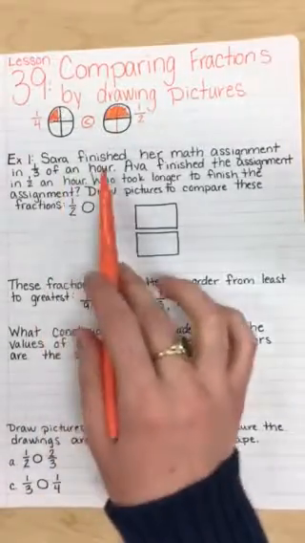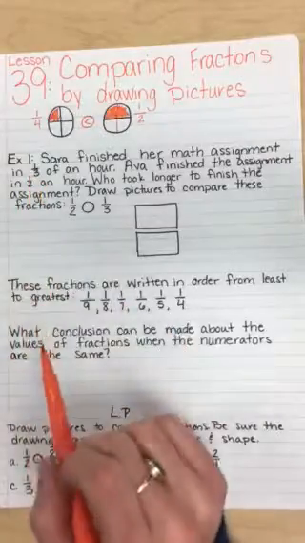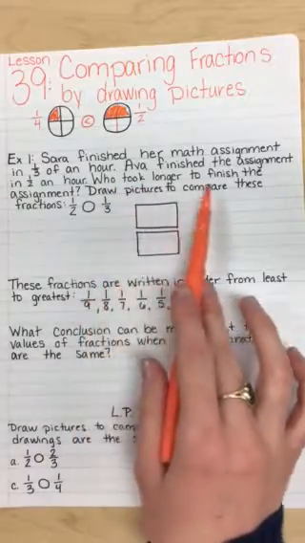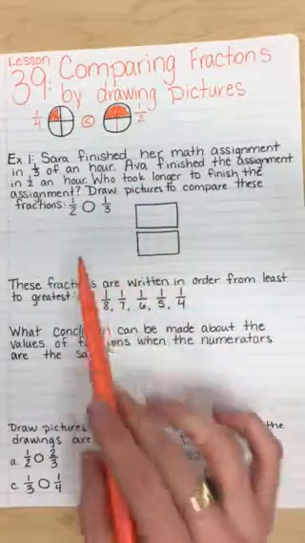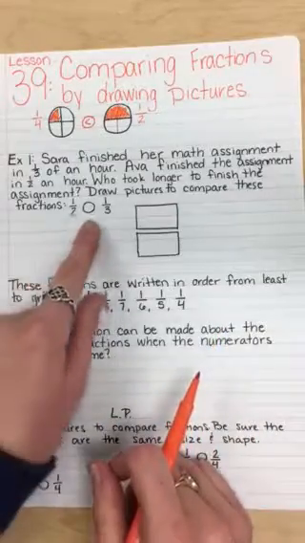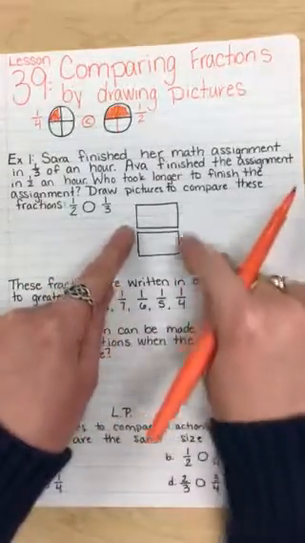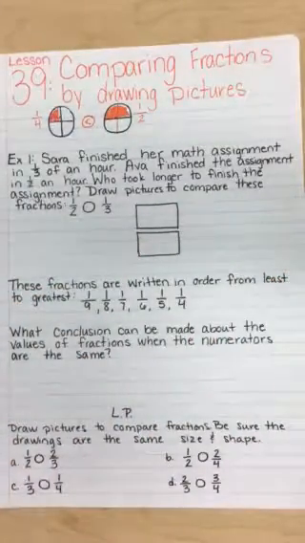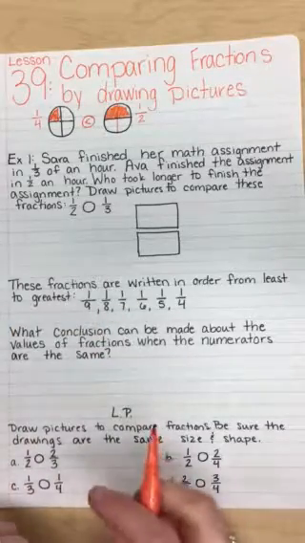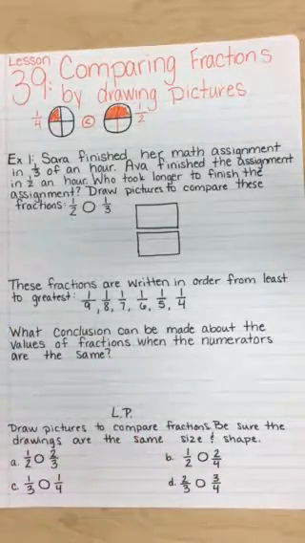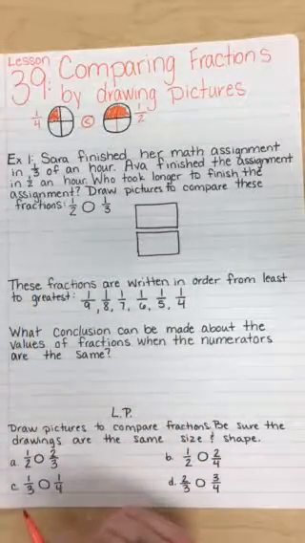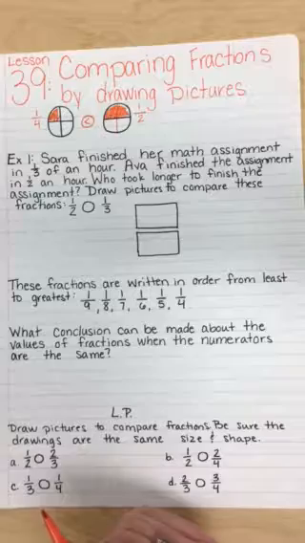Example 1. Sarah finished her math assignment in 1/3 of an hour. Ava finished the assignment in 1/2 an hour. Who took longer to finish the assignment? Draw pictures to compare these fractions. So here I've already written 1/2 in my little compare circle and 1/3. And here I've drawn 2 equal size boxes to draw the pictures to show. So you might think that 1/3 is greater because 3 is greater than 2. However, by drawing pictures, you'll see that 1/3 is actually less than 1/2.